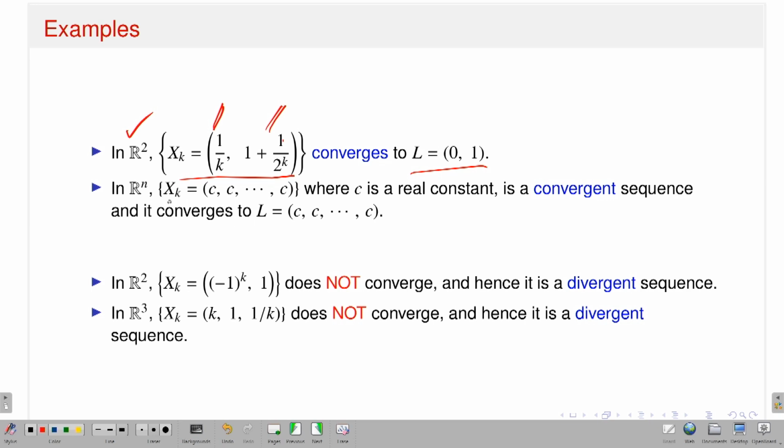Similarly, take a sequence in Rn whose every component sequence is a constant sequence C. Each of the component sequences converges to C, so therefore the full sequence converges to the point (C, C, ..., C), n times.